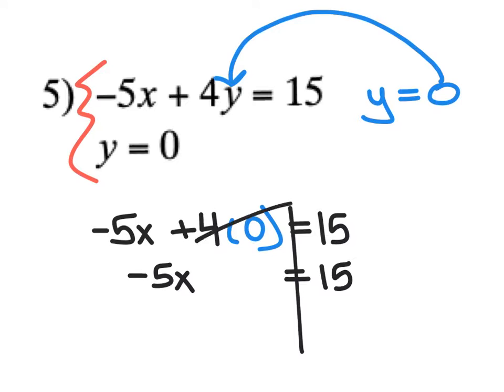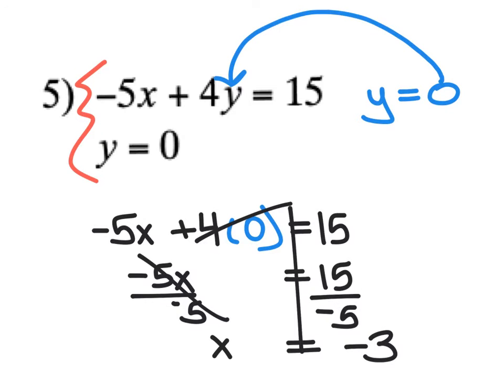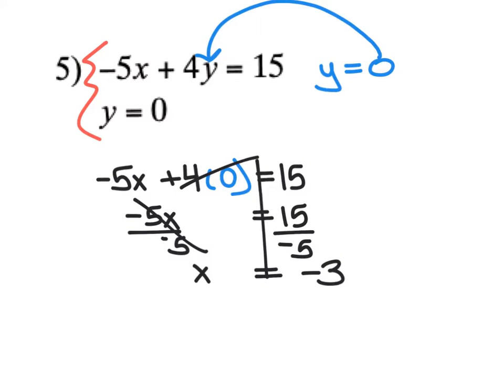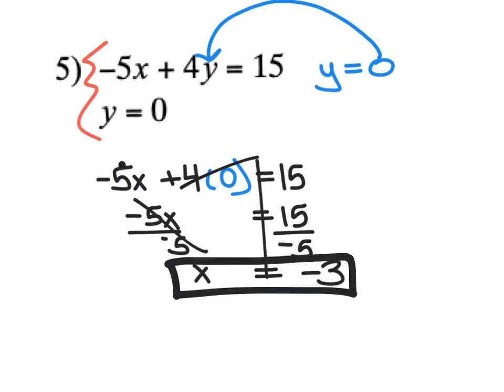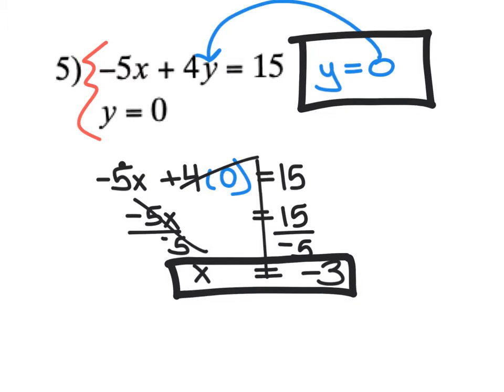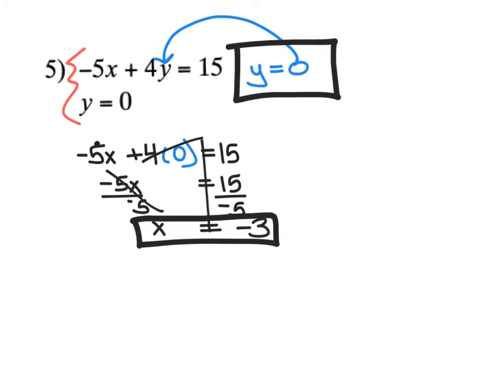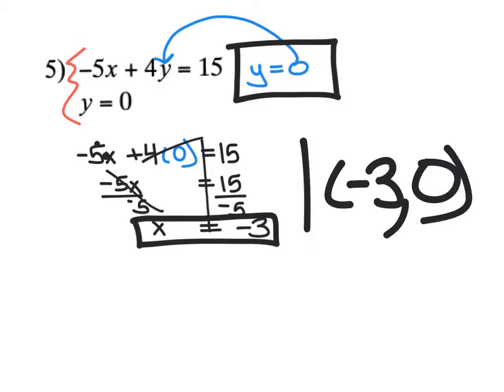Now, this is a one step. Negative 5 times x, opposite would be to divide each side by negative 5. So I'm going to go ahead and do that. Negative 5 divided by itself is 1. 15 divided by negative 5 is negative 3. So my x value is negative 3. Now I need my value for y as well, and I was told that y is 0. So my answer, where my two lines would cross, would be at the point negative 3, x comes first, and then 0 for y.